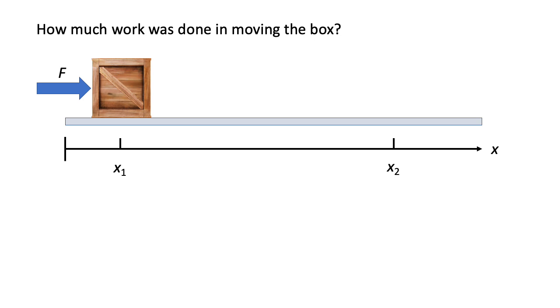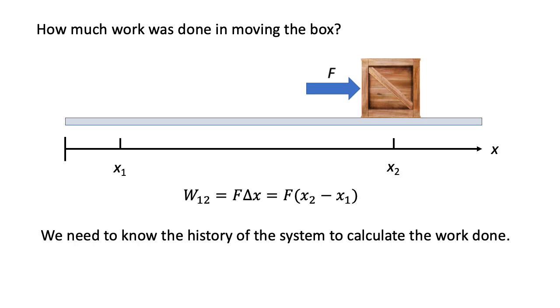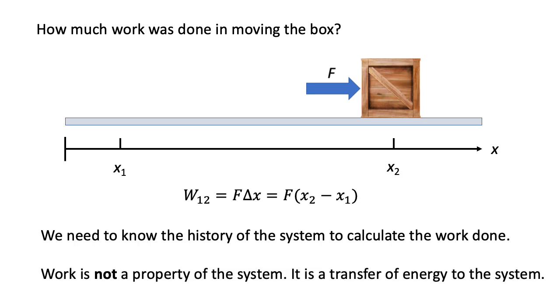Now, suppose you are asked a different question, which is, how much work was done in moving the box? If you knew that the force F had been applied to the box, and the force had moved it from its position x1 to the final position x2, then you could do a calculation, and you could say that the work W12 is equal to the force times the displacement, which is x2 minus x1. But in this case, you needed to know the history of the system to calculate the work done. So therefore, work is not a property of the system. It is a transfer of energy from the surroundings to the system.